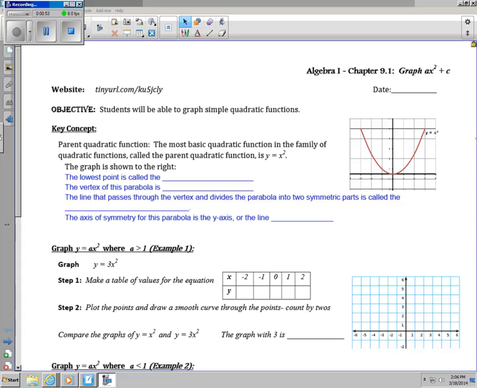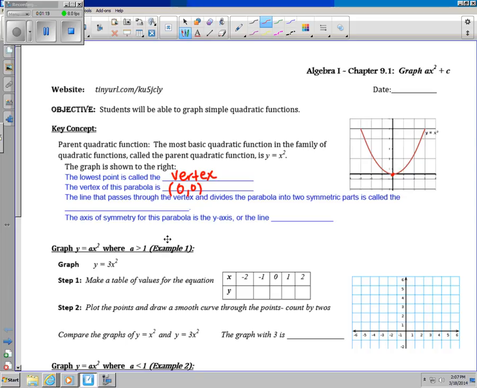Okay, just to show you this, the lowest point of a parabola, because this shape is a parabola, the lowest point of a parabola is called the vertex. Okay, so that would be right here. This point right here, the lowest point of the parabola, is the vertex. And the vertex of this particular parabola is 0, 0.